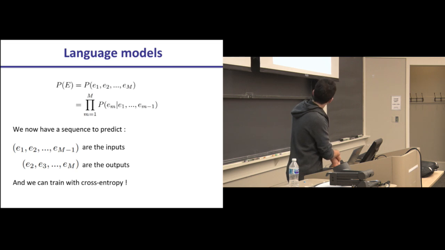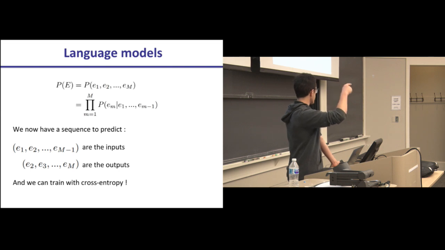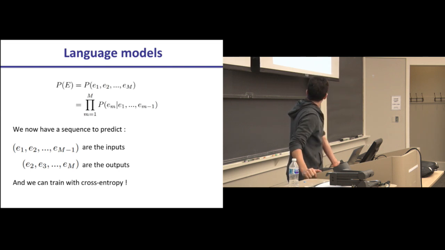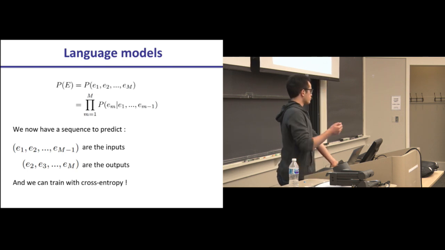So thanks to that, you actually now have a sequence to predict. You can first predict E1, and then predict the probability of E2 given E1, etc. So you end up having E1 up to EM minus 1 as your inputs and E2 up to EM as your outputs. And the good thing is, since it's the probability you try to predict, cross entropy is going to work very well for that.